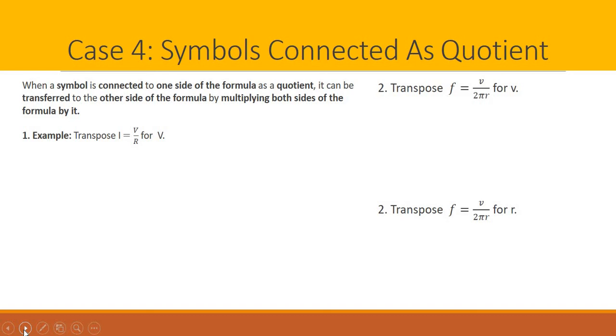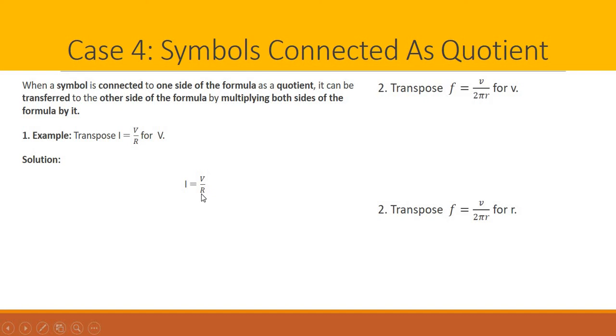So for example, we have: transpose I equals V over R for V. In other words, we want to make V the subject. In that case, I is the subject, right? You can clearly see that I here is the subject, but we want V equaling something.